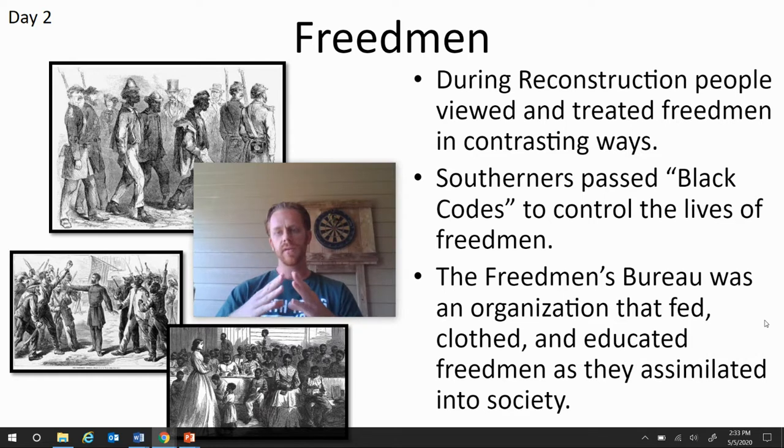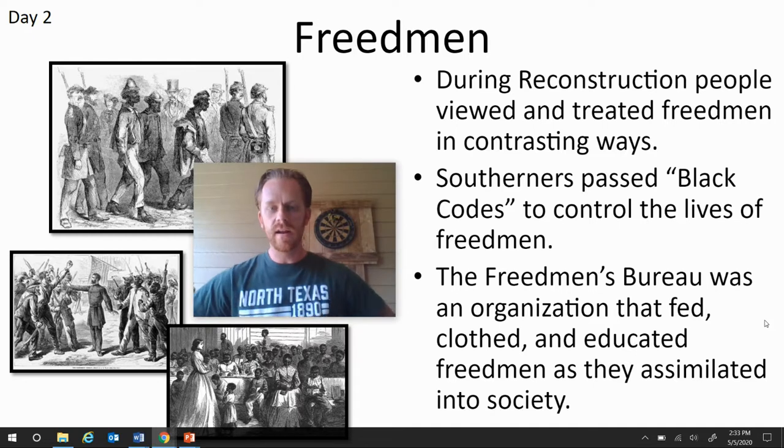Part of this included giving them food, clothing, education. They even taught them how to search for a job, what sort of jobs they would be able to do. And they even would, at times, help reconnect families who were split apart during slavery. So the Freedmen's Bureau was set up as a way to help African Americans get that first step they need into entering society as freedmen.